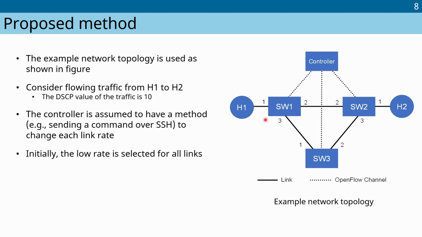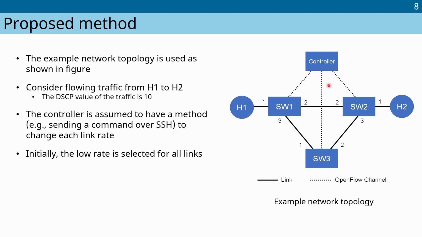In the proposed method, all these link rates are set to the low rate. Note that the low rate will be 100 megabits per second, and the high rate will be 1 gigabit per second in the evaluation. All the switches are also connected to the OpenFlow controller via the extra port. The proposed method assumes that the controller can change each link rate between switches. For example, the controller may send a command over SSH from these extra ports.